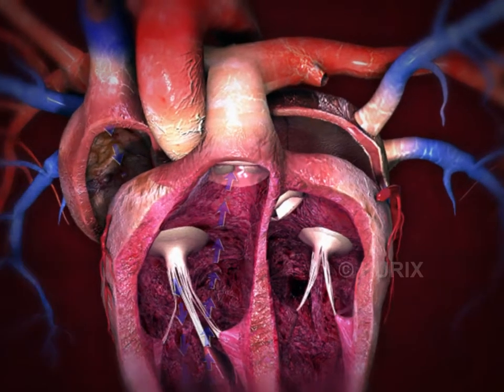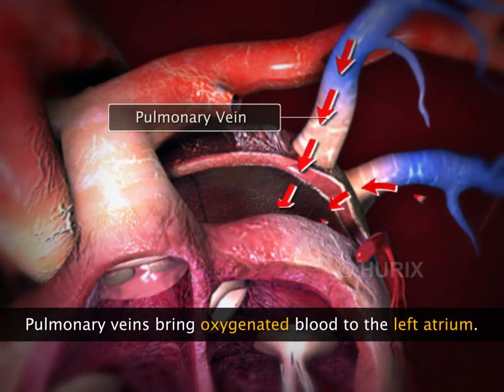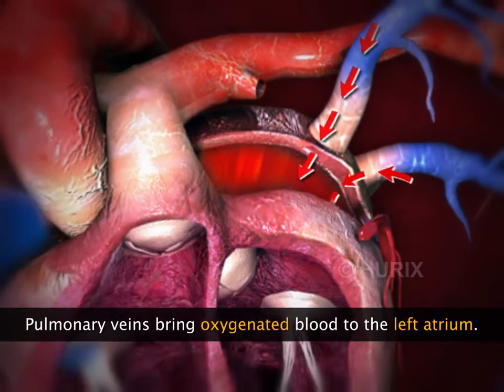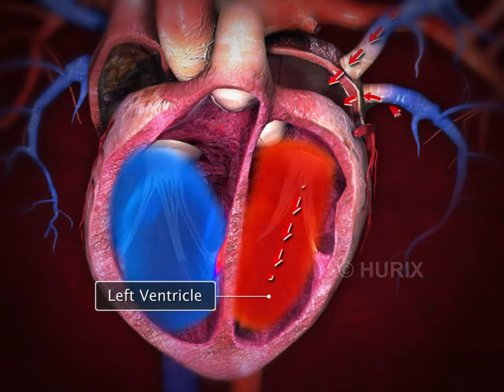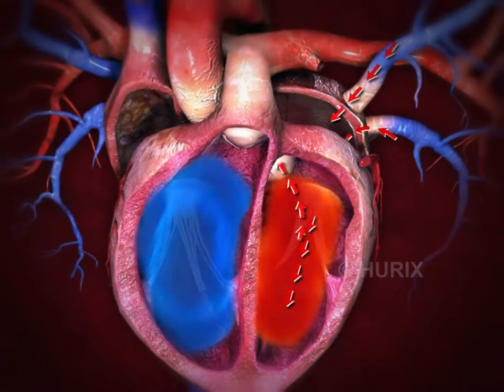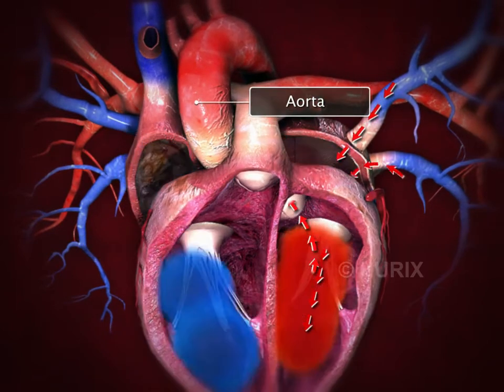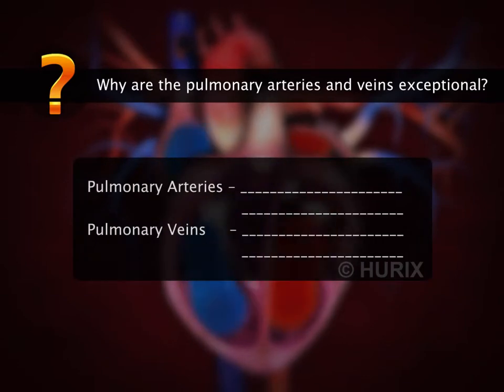Now, let's see what's going on the left side. The pulmonary veins bring oxygenated blood from the lungs into the left atrium. This oxygenated blood enters the left ventricle via the bicuspid valve. It is then pumped to the aorta, which supplies it to various parts of the body. Based on what you have learned, answer this question.